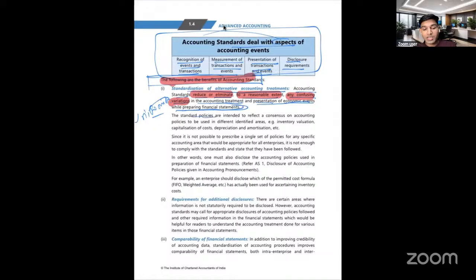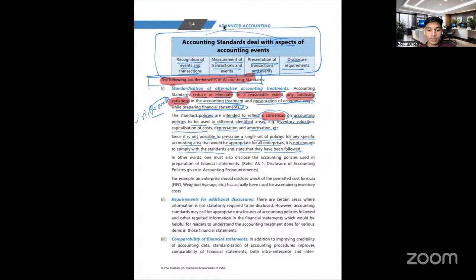The standards are intended to reflect a consensus on accounting policies to be used in different identified areas such as inventory valuation, capitalization of cost, depreciation and amortization, etc. Since it is not possible to prescribe a single set of policies for any specific accounting area that would be appropriate for all enterprises, it is not enough to comply with the standards and state that they have been followed.